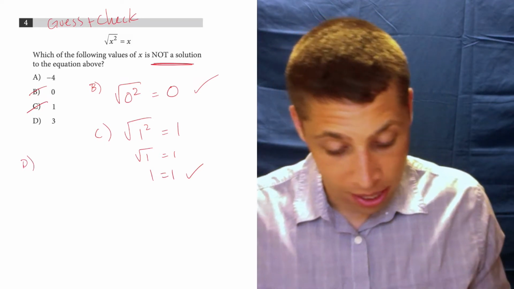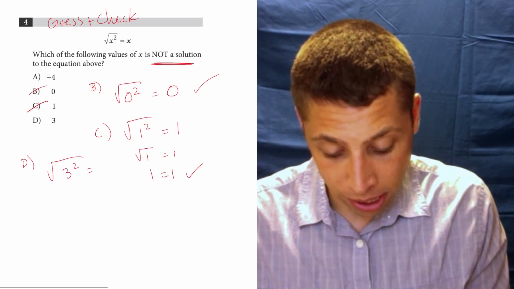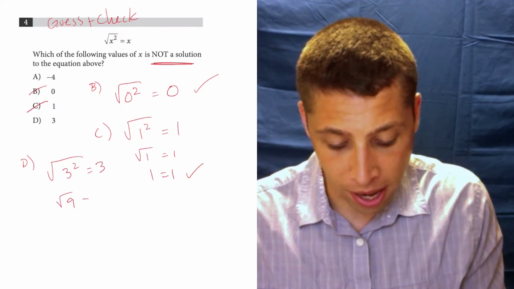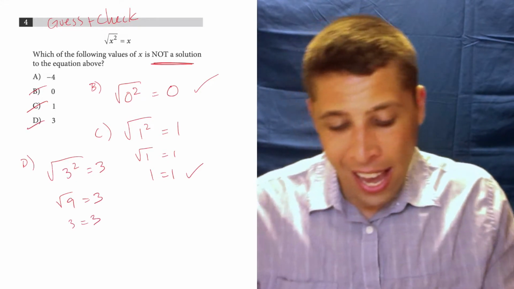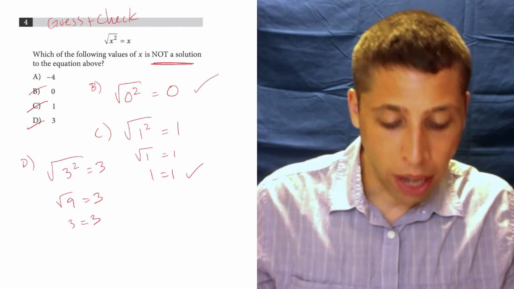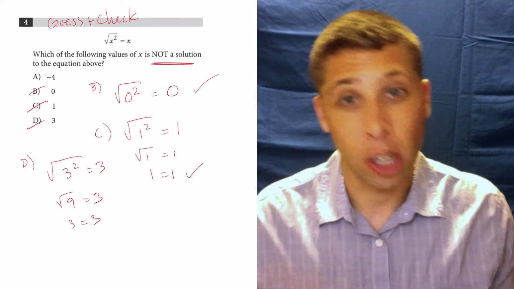So D, the square root of 3 squared equals 3. So the square root of 9. Yeah, the square root of 9 is 3. And this shouldn't be that surprising if you understood what was really going on with this question. We have a radical, so it's going to cause problems with negatives.